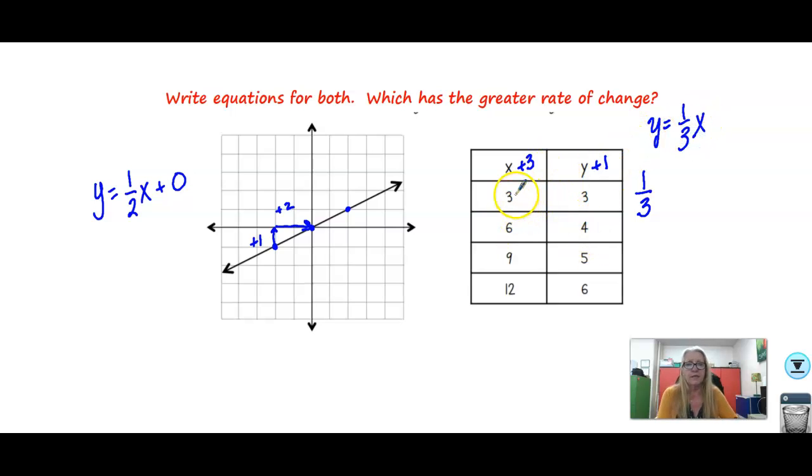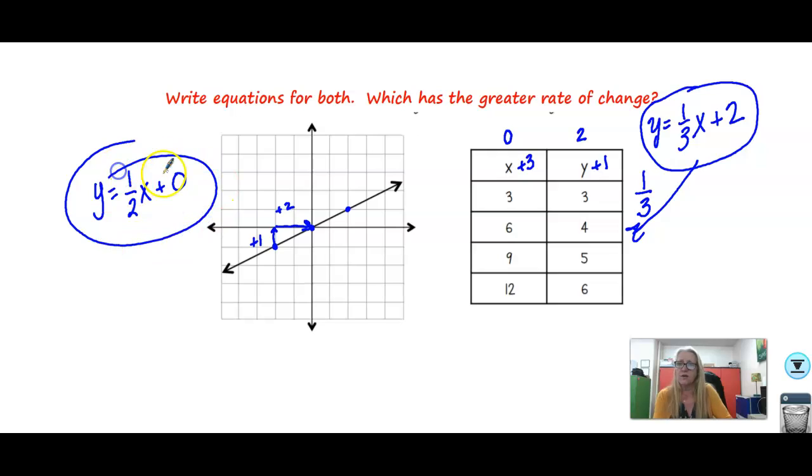Okay, what about initial value? Well, we need to know when x is 0, what is y? Well here, if we're going backwards, we would go down by 3, down by 3, down by 3. Down by 3 takes us to 0. How is this one changing? Down by 1, down by 1, down by 1. So if I go down 1 from 3, I get 2, which means this one has an initial value of positive 2. So this is the equation for the table. This is the equation for the graph.